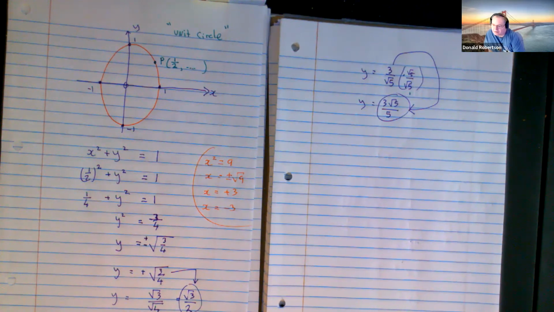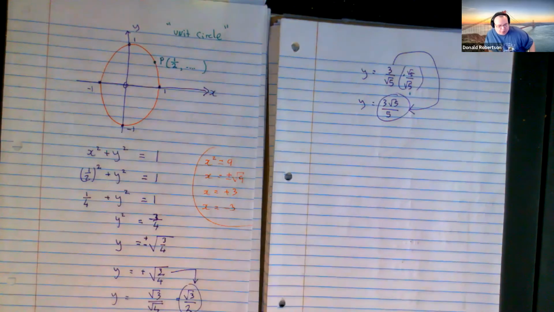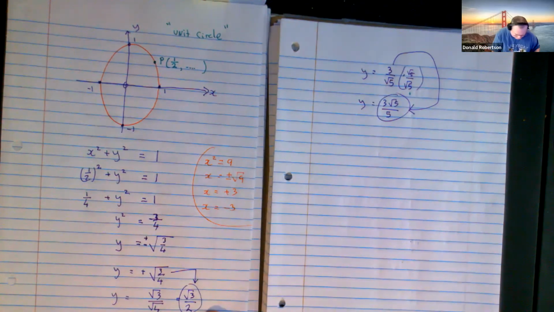Are we good? Right. So if I tell you the x or the y coordinate of a point on the unit circle, you feel comfortable about the process of how to find the other missing coordinate. In this case, I told you the x was a half, and we found out that the y coordinate is root 3 upon 2.